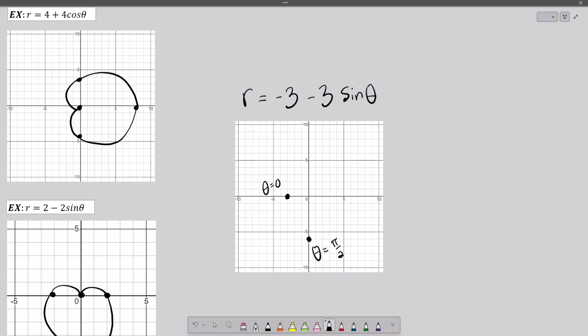And then when theta equals pi, sine of pi is 0, but we have -3, so we go to the right 3 units, and we're going to be right there at pi. And then the last one, 3 pi over 2, so in the down direction, sine of 3 pi over 2 is -1. We end up with 0, so we're going to be right at the origin. So that will be theta equals 3 pi over 2. Then we just have to connect the dots, bulge out a little, get a horizontal tangent, and we get that cardioid, the heart.